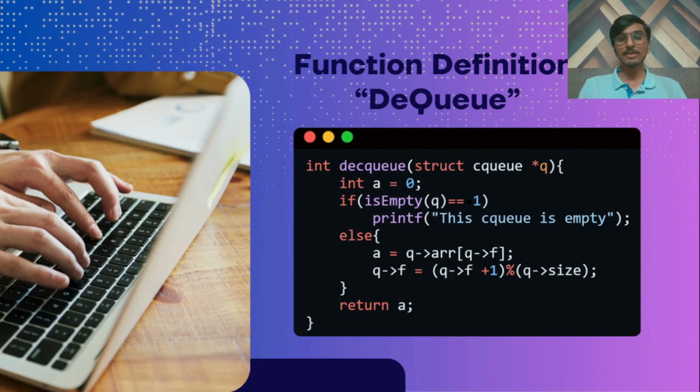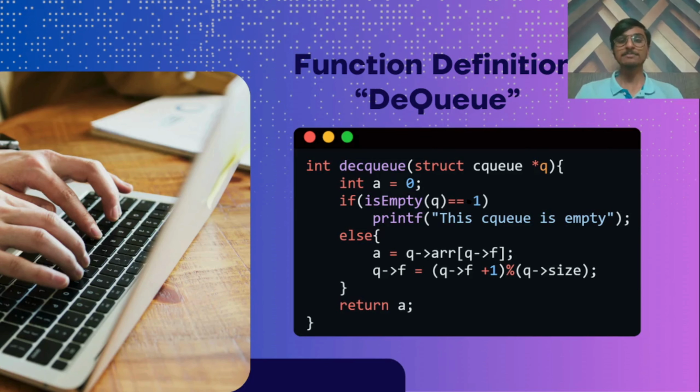And here, as it is a circular queue, we will perform an additional operation of modulus Q of size in the front position calculation, which will change the front position if it is equal to the size, that is, if the front position plus 1 is equal to the size of the array that the user has given. Then we will return the value stored in A, that is the front positioned element in the circular queue.